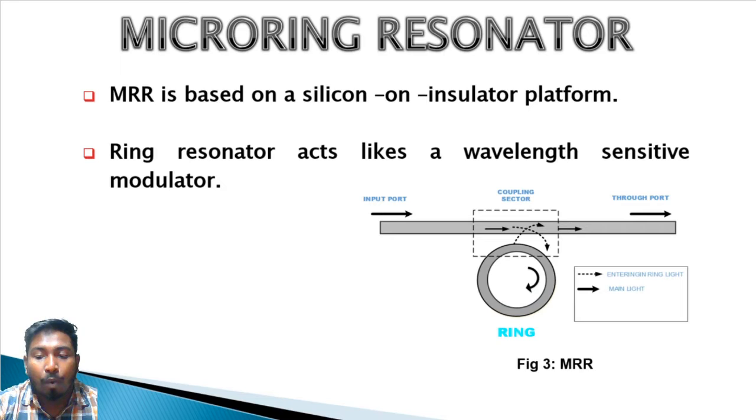The ring resonator works on the principle of optical coupling, constructive interference, and total internal reflection. A silicon microring modulator based device offers a smaller footprint and lower power consumption compared to a Mach-Zehnder modulator.